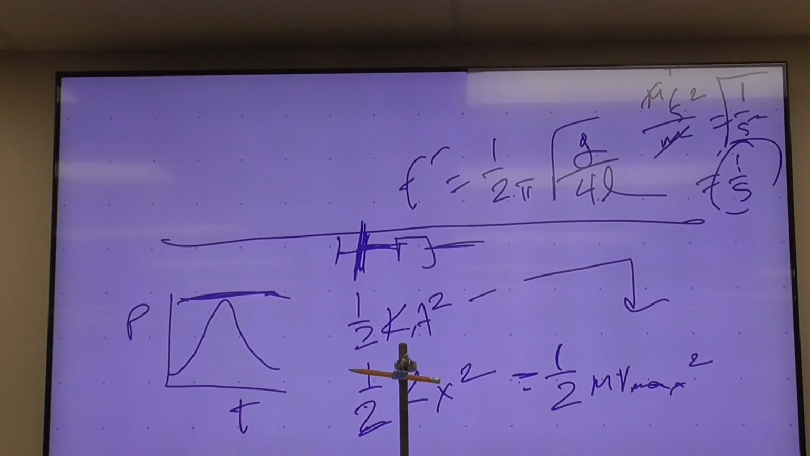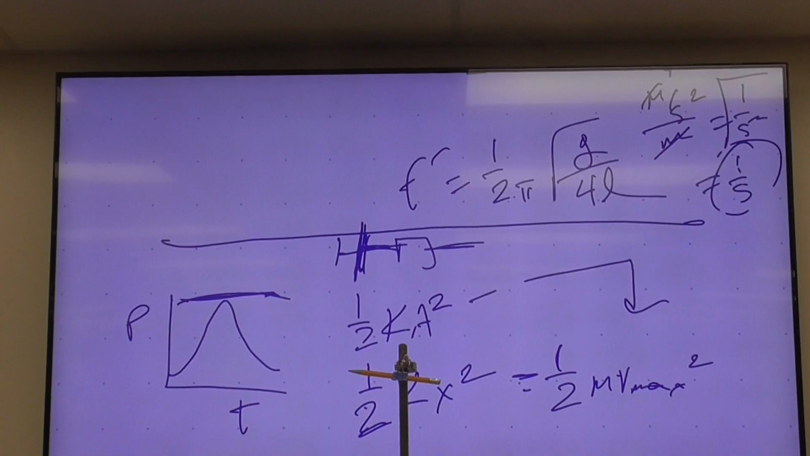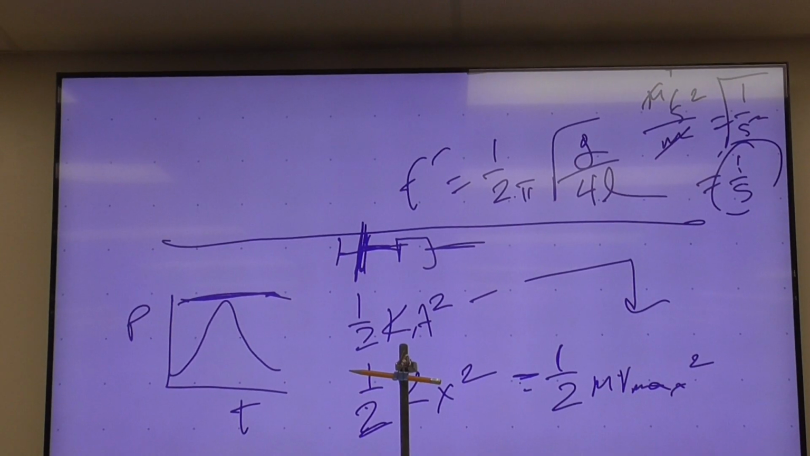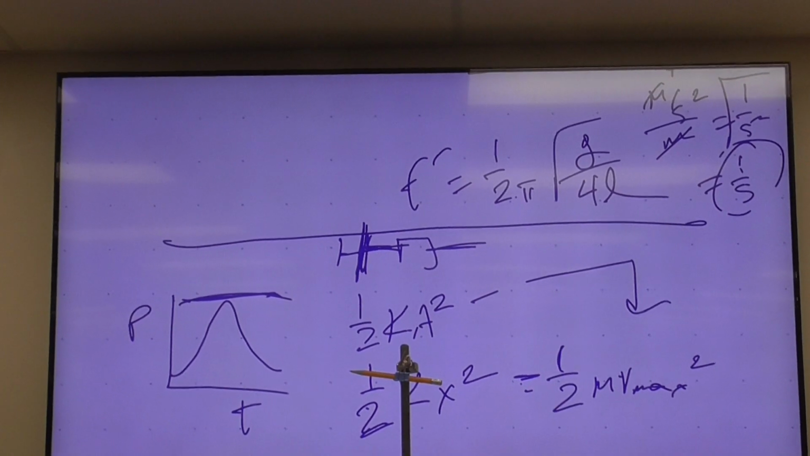So do we have two? Oh, hey, this is weird. All the papers handed in are the same size. You've got to use a screwdriver.